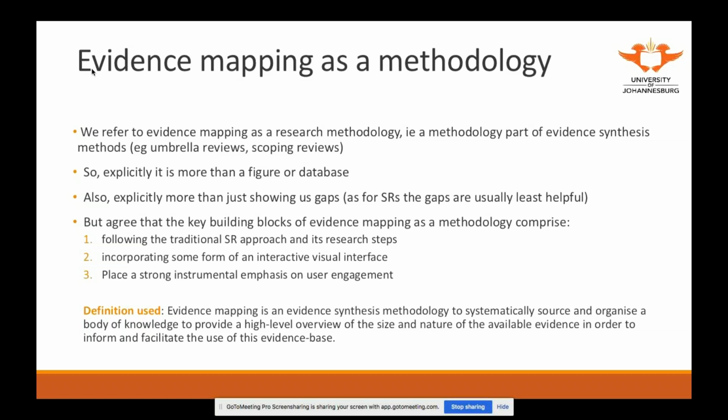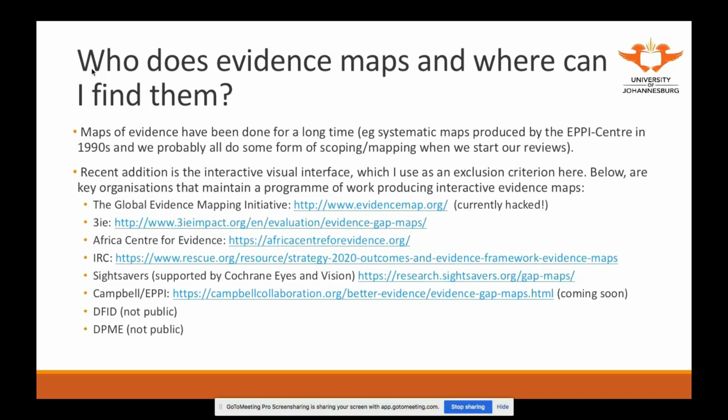So then, very quickly to conclude this first part: who does evidence maps, and where can I find them? They've been growing quite a bit in the last couple of years, but it's important to acknowledge that systematic maps, as a tool or an approach, have been around for a very long time. Probably since the early 1990s, there are systematic maps produced by the Epicenter in London.